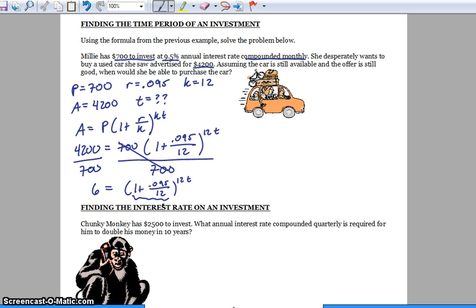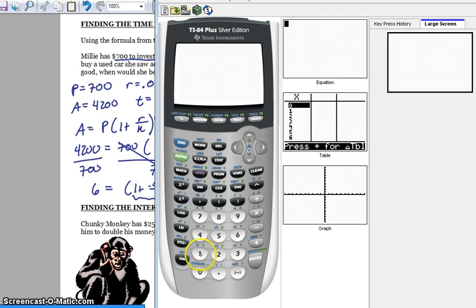So what I'm going to do at this point is move over to my calculator and figure out what that yucky number is. And we're going to keep it stored in our calculator. I'm going to show you how to do that. So let's go over to our calculators and figure out what this yucky parenthesis number is. So we have 1 plus 0.095 divided by 12. And again, you're going to get this really nasty decimal out.